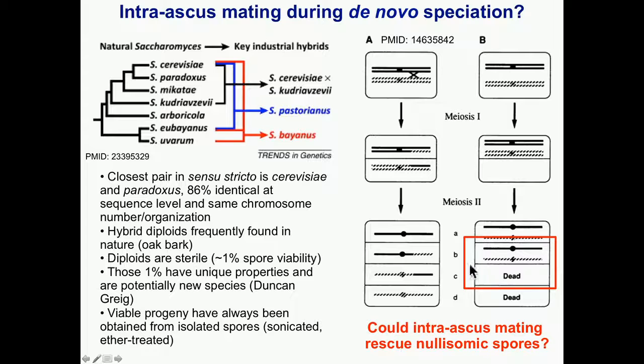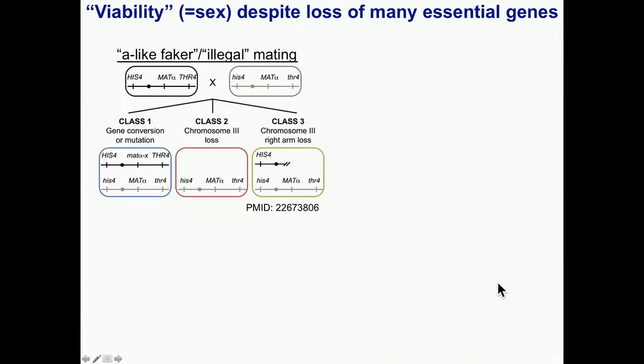And so I'm wondering if inter-ascus mating could actually promote the rescue of nullisomic spores that failed to inherit a single chromosome. You might think this sounds crazy, but remember that one of the classic assays for chromosome loss in mitotic cells is this like-mates-like or illegitimate mating assay, in which the loss of chromosome 3 does not allow budding, but can be rescued by the act of mating with an appropriate partner strain.